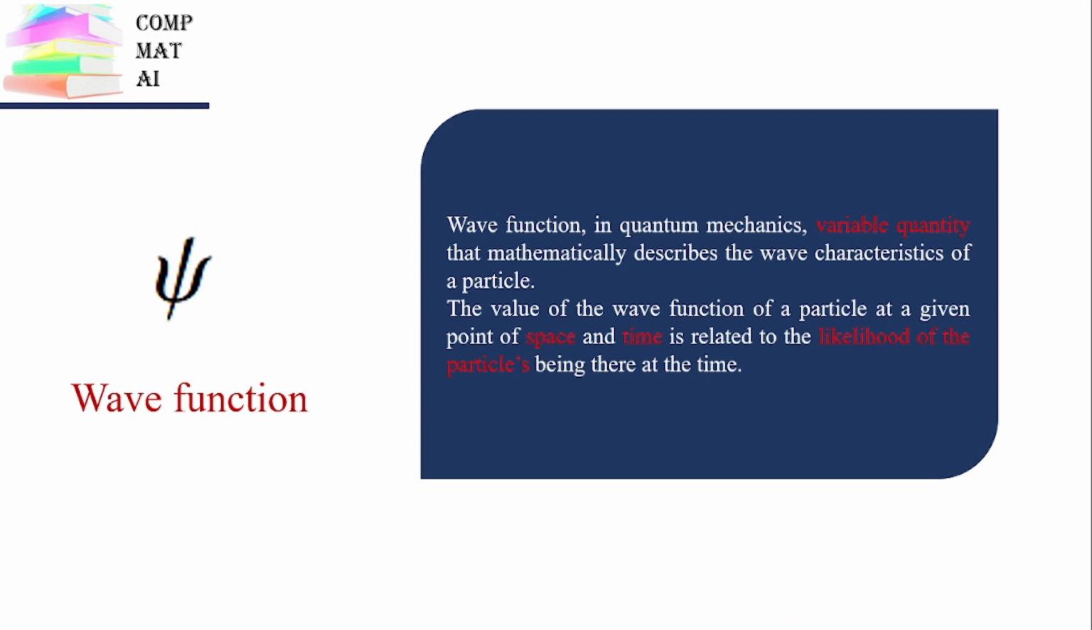The second important term is the wave function. The wave function is the key component in the quantum mechanical description of a system. Understanding the wave function essentially provides a complete understanding of a solid. In quantum mechanics, the wave function is a variable quantity that mathematically characterizes the wave-like properties of a particle. The value of the wave function at a specific point in space and time is directly linked to the probability of finding the particle at that location and moment.